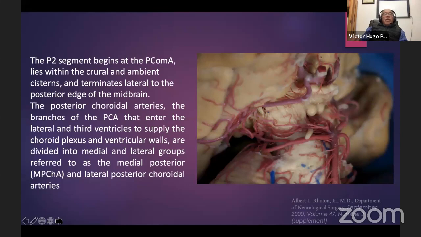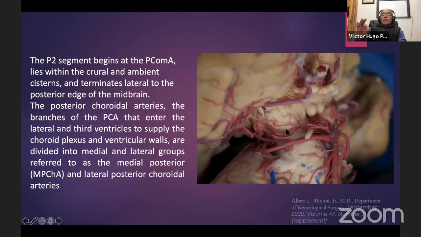The P2 segment begins at the posterior communicating artery and lies within the crural and ambient cisterns. This is the crural and ambient cisterns, and it terminates lateral to the posterior edge of the midbrain. The posterior choroidal arteries, branches of the posterior cerebral artery, enter the lateral ventricles to supply the choroid plexus and ventricular walls, and are divided into medial and lateral groups, referred to as the medial posterior choroidal artery and lateral posterior choroidal arteries. So here we have a posterior cerebral artery.